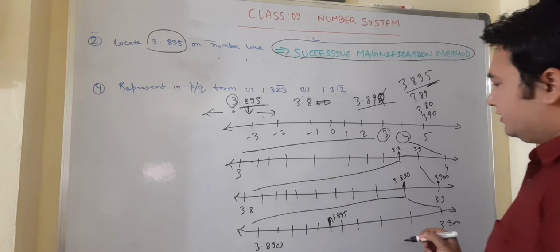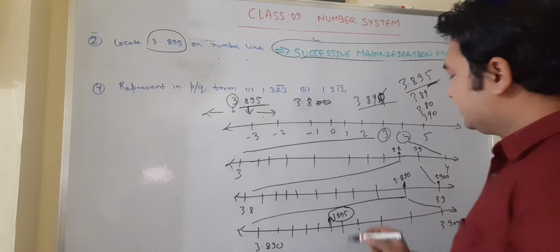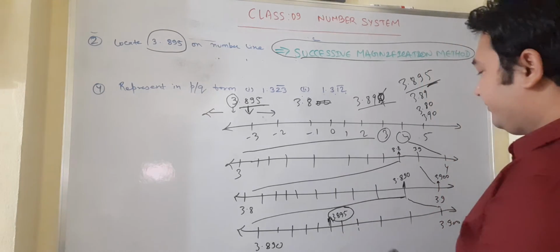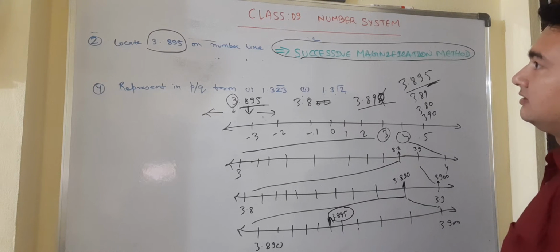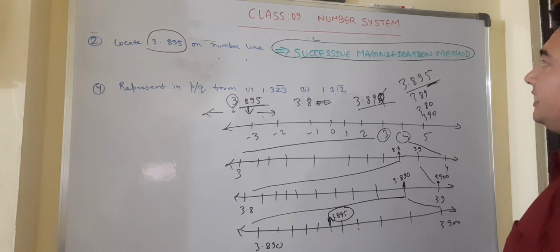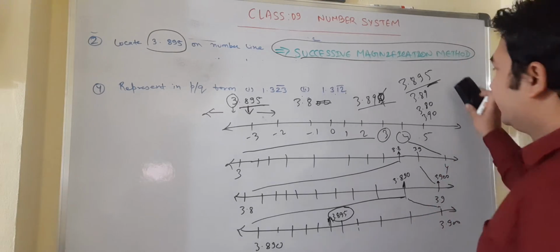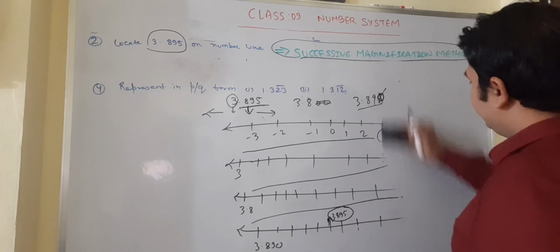3.9. So what we require to show? We require to represent this 3.895. We have successfully represented 3.895. This is how you can represent such type of numbers on the number line using the successive magnification method. Clear up to this? Hope it is clear to all of you.